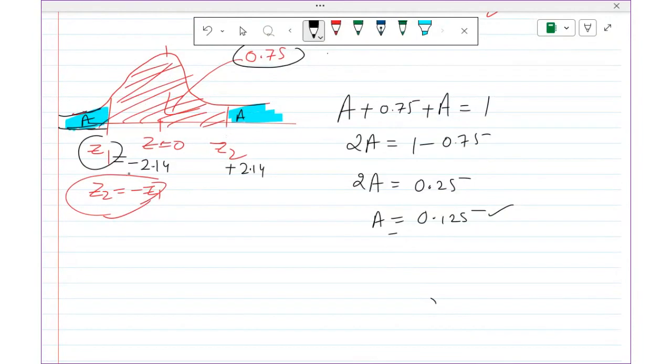Students, instead of the left side area, in the exam we may be given this area also. So from there also we have to get the idea. If you are given between 0 to Z2, then because it is a center and you divide 0.75 by 2, you will get the right side. So you can find the point Z2 from there also. Is this clear?